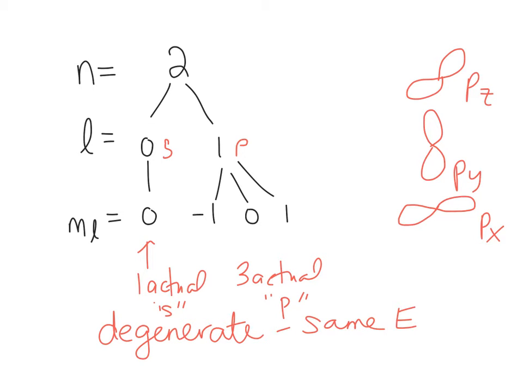All the p's on the third energy level are degenerate. All the d orbitals on the third energy level are degenerate. So they have the same energy. Your principal quantum number, n, also tells you the types of orbitals on that energy level. If I'm on the second energy level, I have two types of orbitals: s and p. If I'm on the first energy level, I have one type of orbital, just the s.